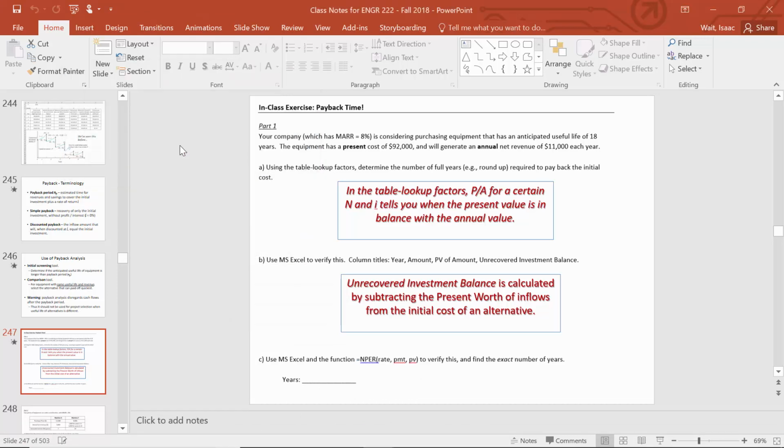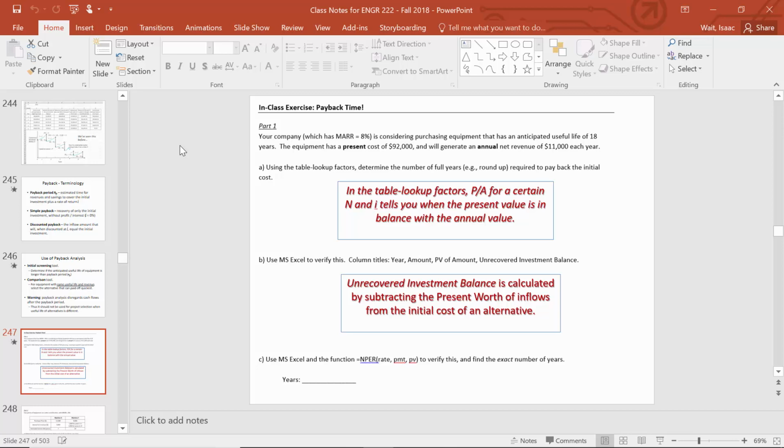Okay, so let's just make sure we're all on the same page for this Part A. In the problem statement it says that the present cost is $92,000, the annual is $11,000. So the ratio of P to A is 8.364. Now go to the column on the 8% table on the back of your paper. Find the P to A column and start going downward through there. You can see that you're approaching 8.364, and so it looks like it's between 14 and 15 periods.